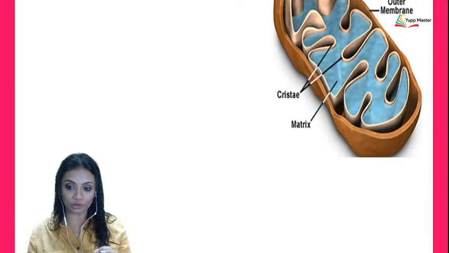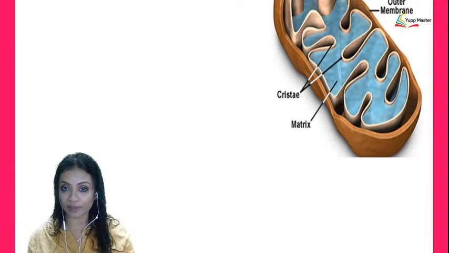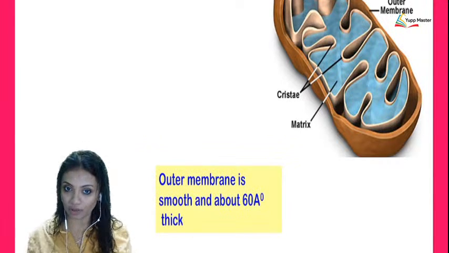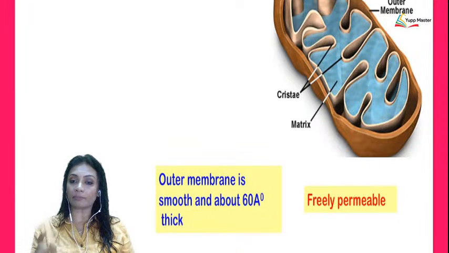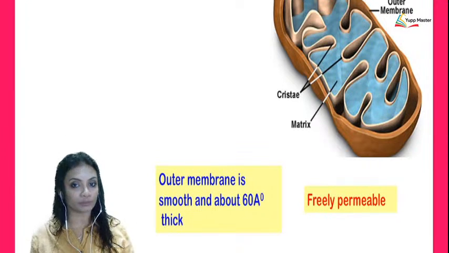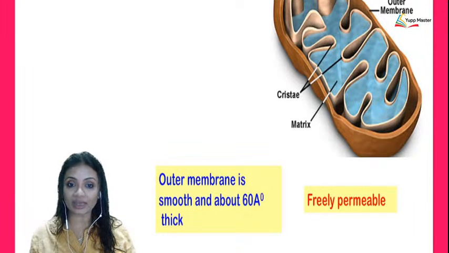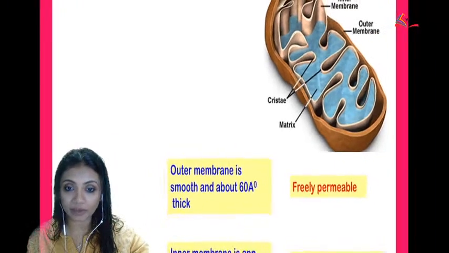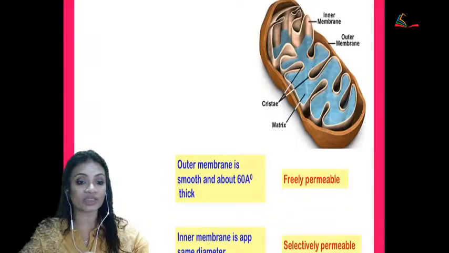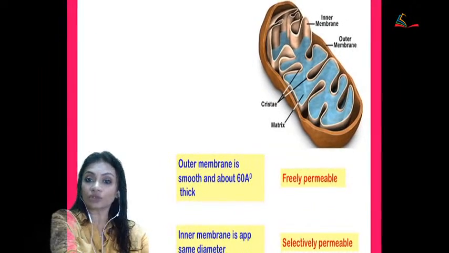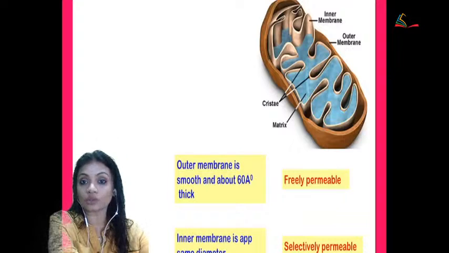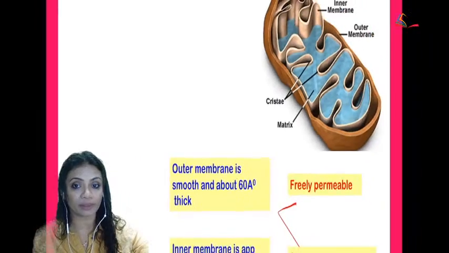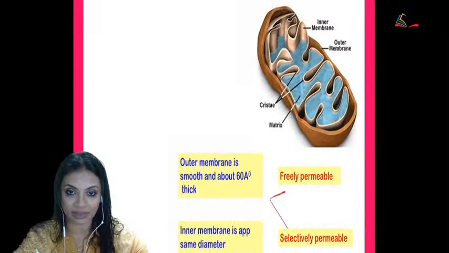Now, one more thing you need to know: the outer membrane is smooth and it is around 60 Angstroms in thickness, and it is an absolutely freely permeable membrane. Whereas the inner membrane is approximately the same diameter, but it is a selectively permeable membrane. So the outer membrane, being freely permeable, allows everything to pass through it, but the inner membrane, being selectively permeable, is only going to allow certain substances to pass through it.